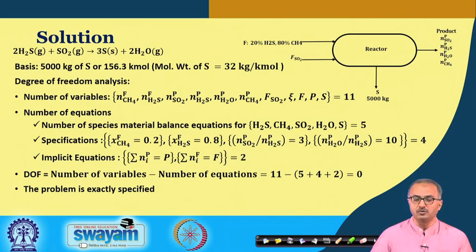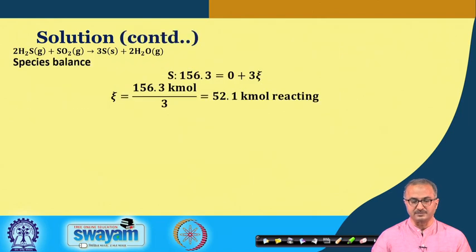So now we simply count all these numbers. We get 5 plus 4 plus 2, that means 11. So the degrees of freedom is the number of variables, 11, minus the number of equations, also 11. So that gives us 0. Zero means that the problem is exactly specified. That means whatever the unknowns we have, out of these variables, whatever we know and whatever the rest are, all of them can be determined by the given set of data.